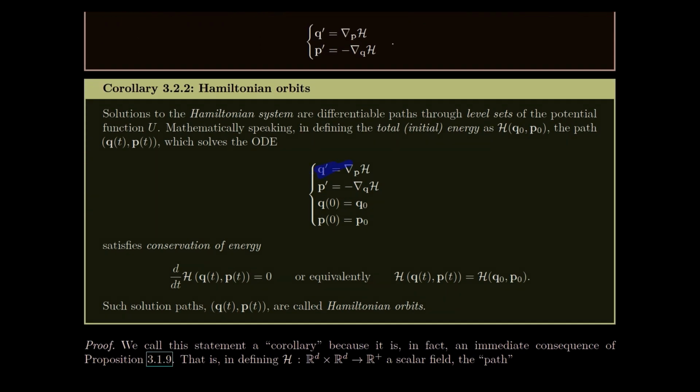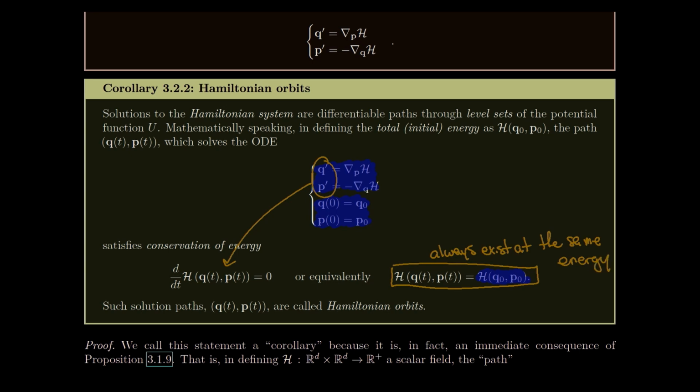It says, hey, suppose that we actually set up our Hamiltonian system. There's the system along with an initial condition, Q0, P0, and you define your initial energy as just the value of H on Q0, P0. Then in fact, the solutions, Q prime, P prime, will allow you to always exist at the same energy.